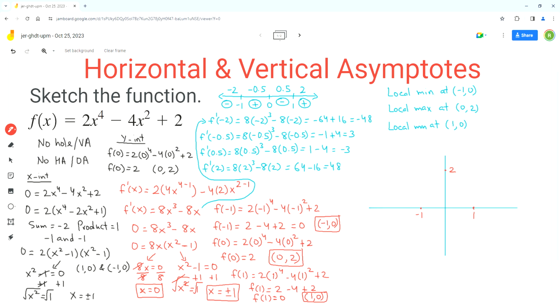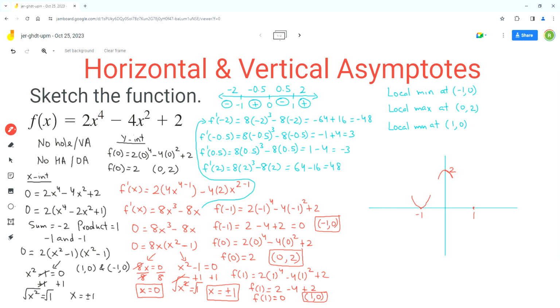Now we figured out that there is a local minimum at (-1, 0). So to the left side of -1, the function is decreasing, so the function should be sloping downwards from left to right towards -1. And to the right side of -1, the function should be sloping upwards. Now at the local maximum, to the left side the function should be increasing, so from left to right the function should be sloping upwards. And to the right side of the local maximum, the function should be decreasing, sloping downward from left to right.